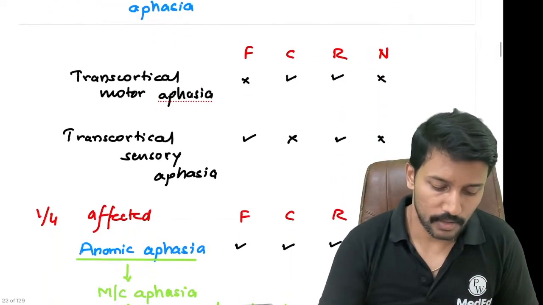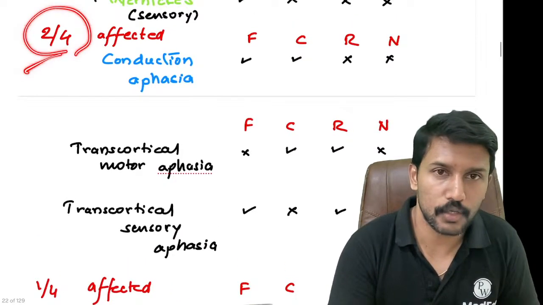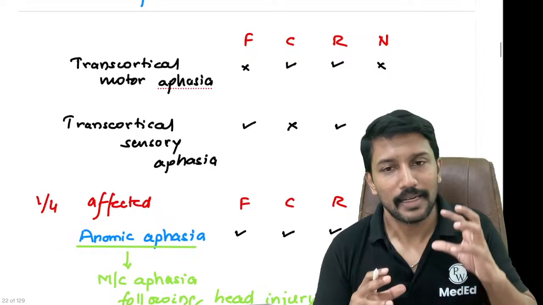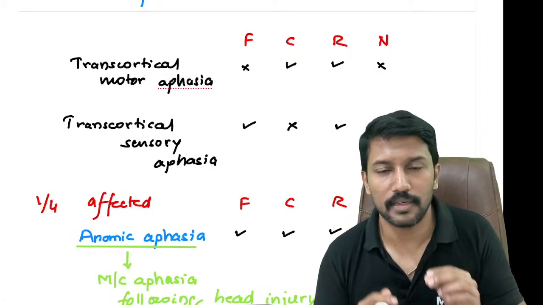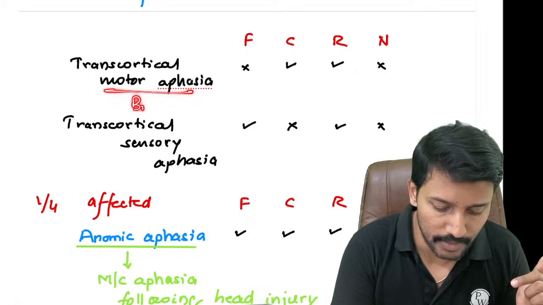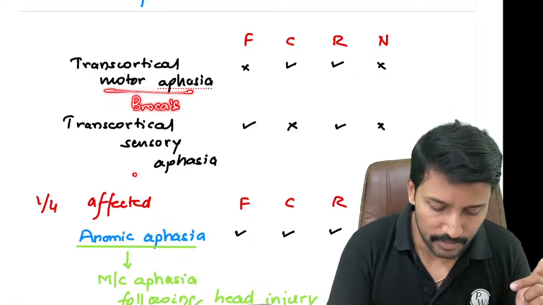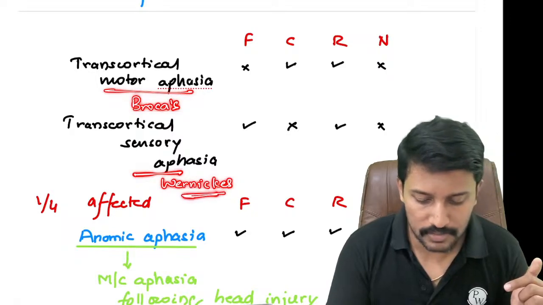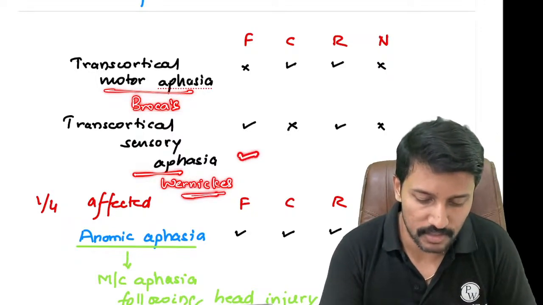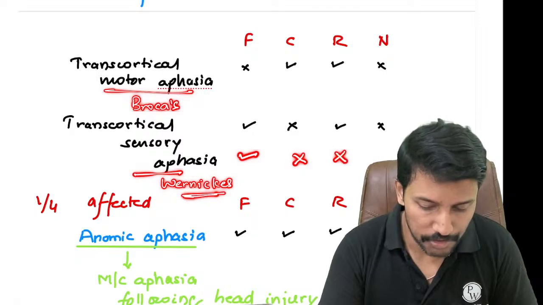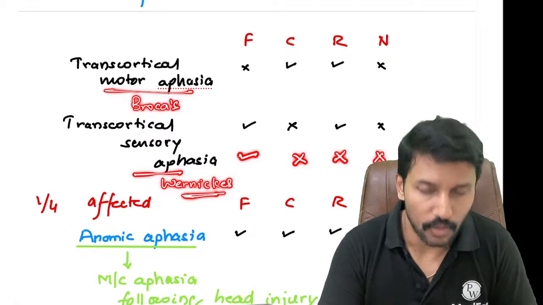Then we have 2 more conditions where out of the 4, only 2 domains are affected. That includes transcortical motor and transcortical sensory. The way to remember them is just think of Broca's. Transcortical motor, think of it as Broca's, and transcortical sensory, think of it as Wernicke's. See, Wernicke's, what happens? Fluency is intact, comprehension is gone, right? Repetition is gone and naming is gone.